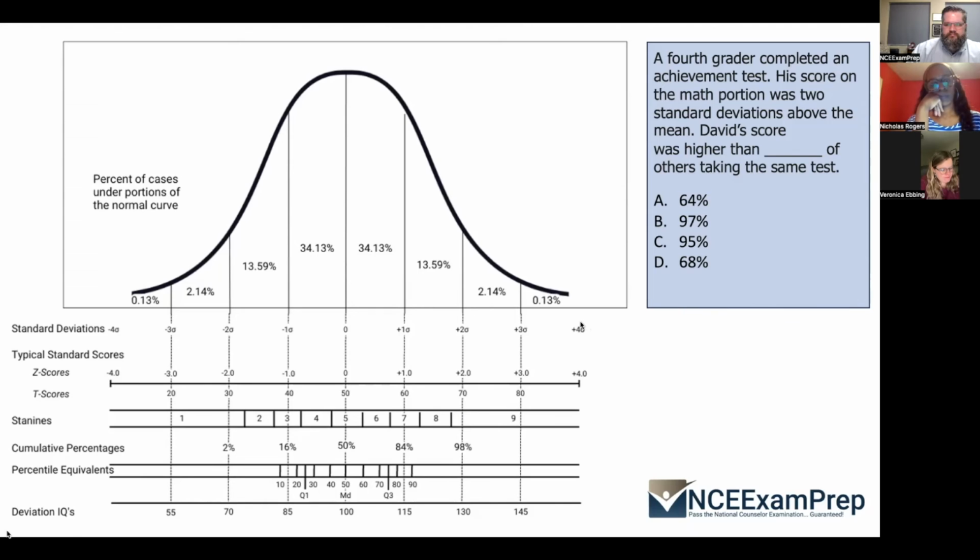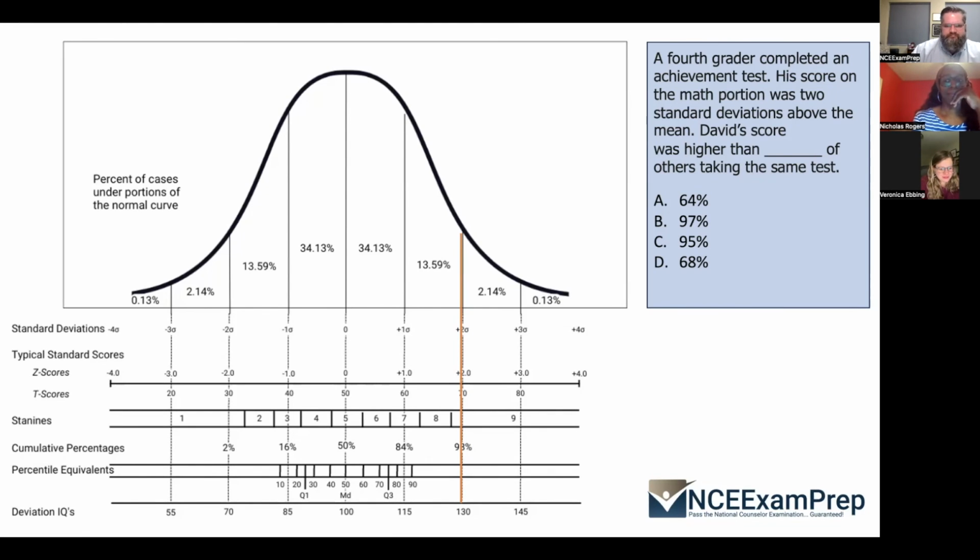Oh, okay. And so if the question says that David's score was 2 standard deviations above, then we can draw a line right here at 2 standard deviations above the mean. That's where this mark indicates. Oh, okay, that makes sense. Basically, you have to learn how to read the bell-shaped curve. Yes. Okay, that makes sense.